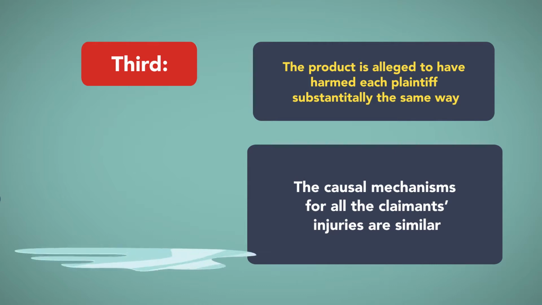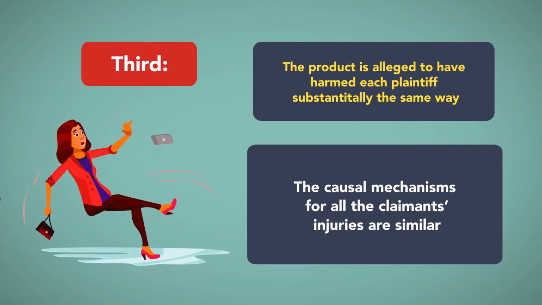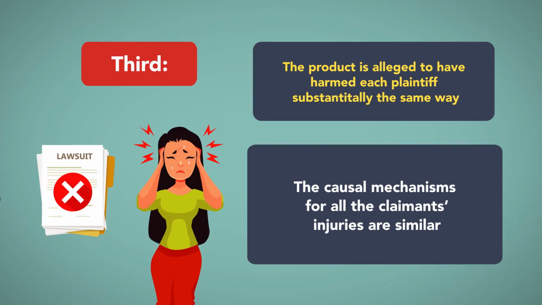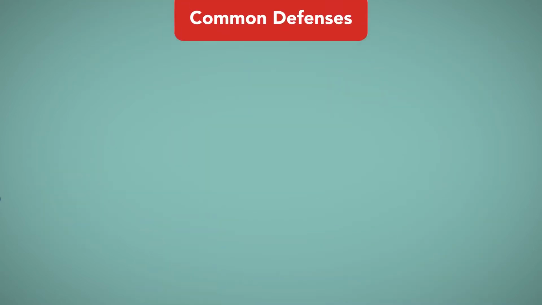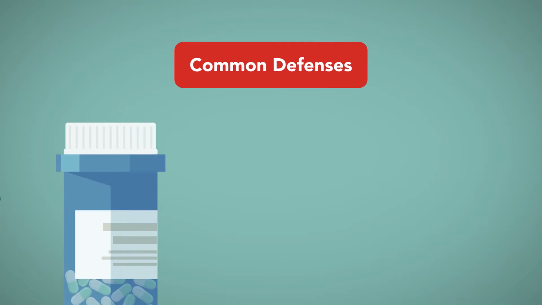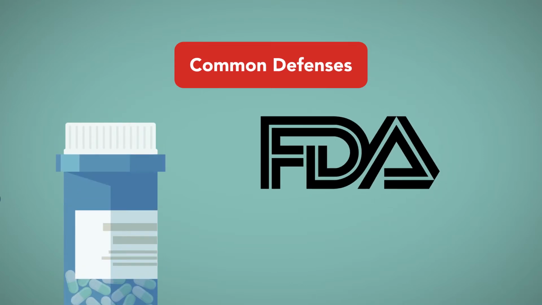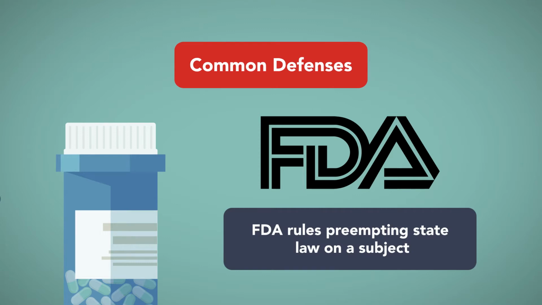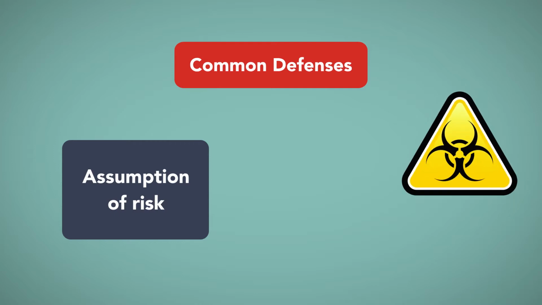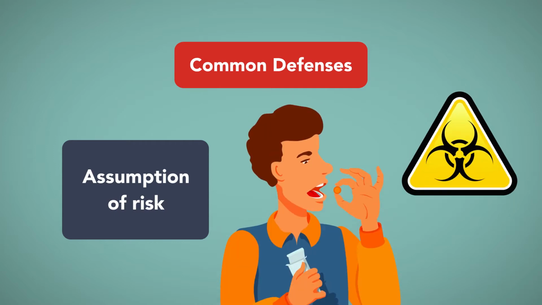To cite a rather obvious example, if a patient slipped and fell on a puddle caused by the spill of an allegedly defective drug, that patient's lawsuit would not belong in the same multi-district litigation or class action as those alleging to have been injured by ingesting the defective drug. There are also often common defenses to mass tort actions. One frequent defense in pharmaceutical cases, for example, is FDA rules preempting state law on a subject. Another common defense is assumption of risk. That is, the consumers knew of the risks inherent in a product and chose to take it anyway.